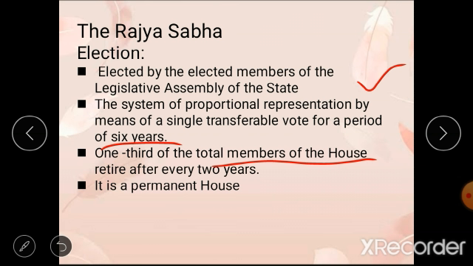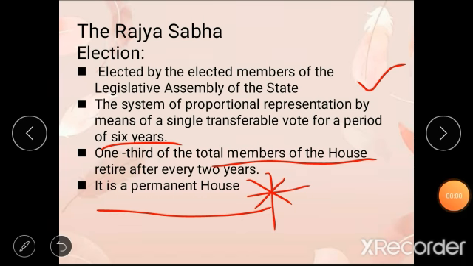The next is that Rajya Sabha is also called a permanent house. One of the most important questions for 1 mark: why is Rajya Sabha called a permanent house? Because Rajya Sabha will not be dissolved even during emergencies, whereas the Lok Sabha will be dissolved during emergencies. When an emergency is declared, the Lok Sabha will be dissolved, but the Rajya Sabha will remain in power. Go through the video carefully.